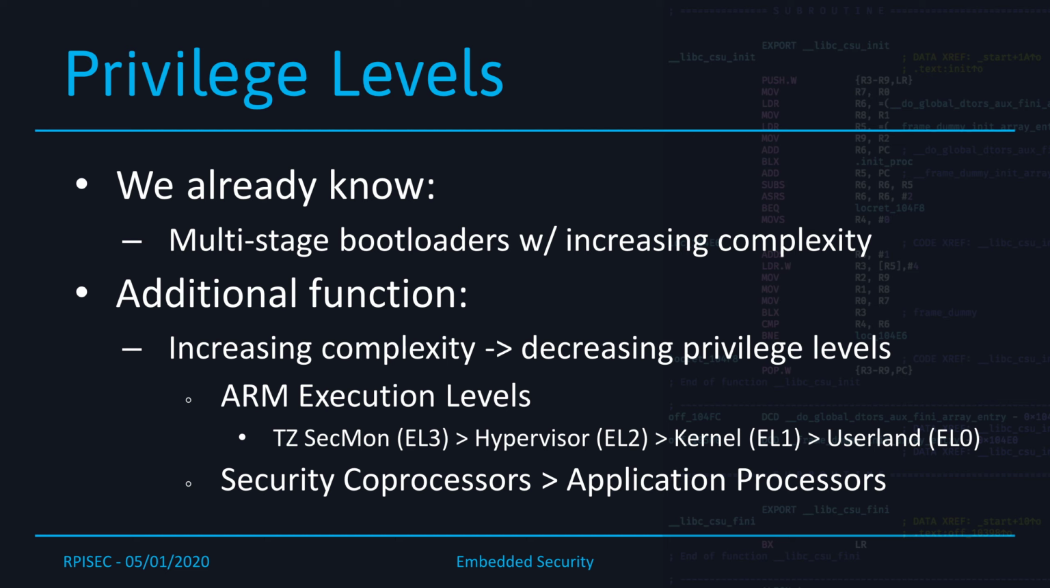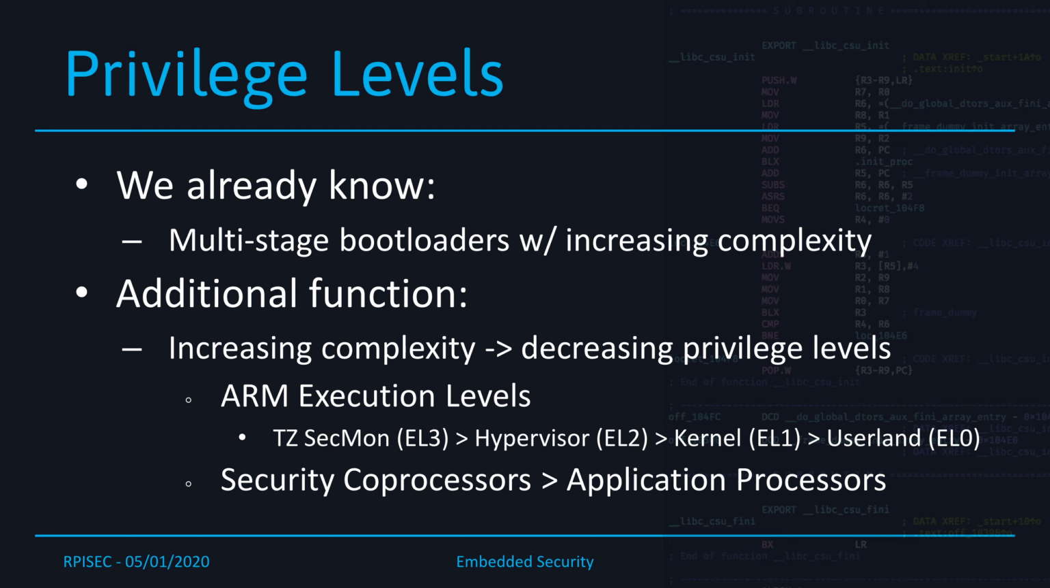And on ARM, we consider these execution levels. So there's TrustZone's secure monitor, and that runs at execution level 3, and this is the highest privilege level on an ARM core. Then there's a hypervisor level that is usually not used. It is very occasionally, but not really. And then the kernel runs at execution level 1, and then your user space applications run at execution level 0.